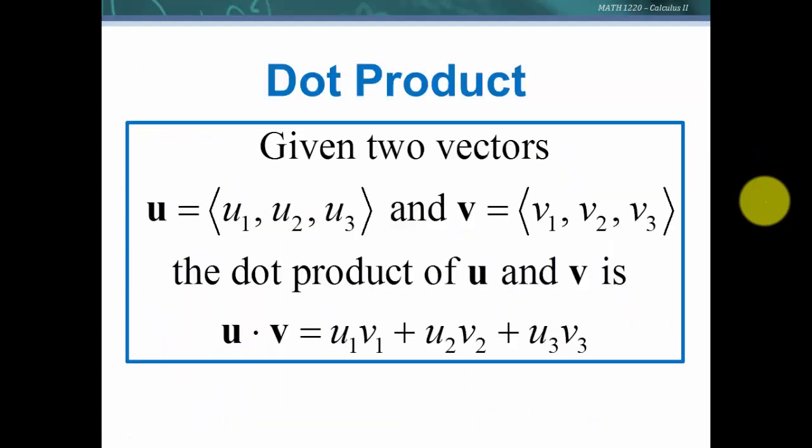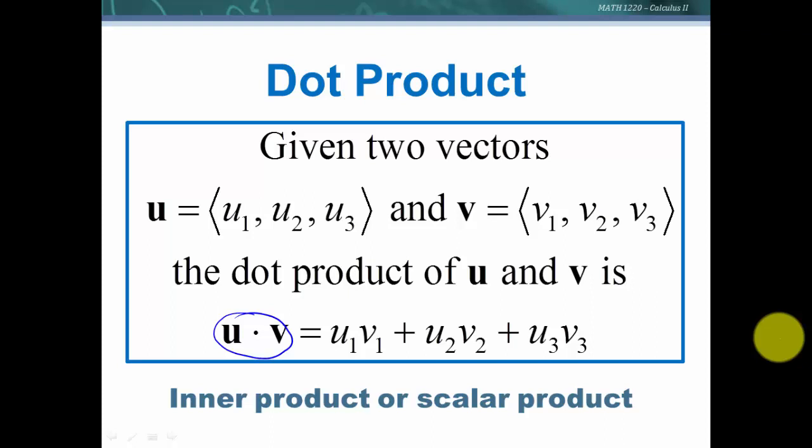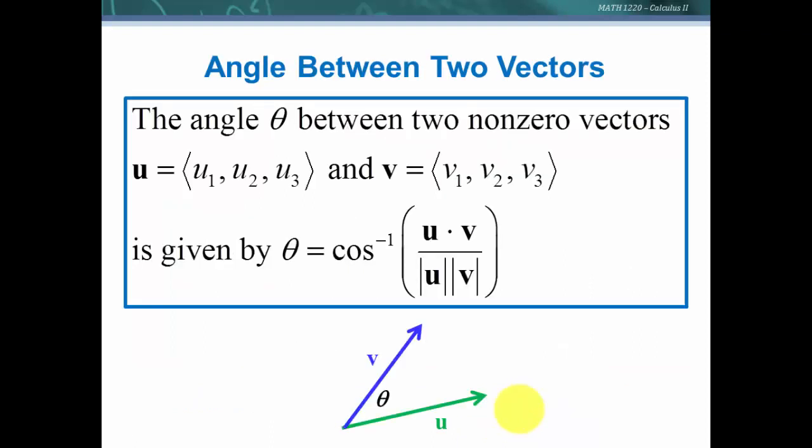So given two vectors, the dot product, which we express with a dot between them, is defined as multiplying corresponding components and summing them up. This is also sometimes called the inner product or the scalar product, because you're taking two vectors and doing a product with them, but you get a number, or a scalar. We can also combine this idea to have a formula for the angle theta between two non-zero vectors. The angle between the two vectors is the inverse cosine of the dot product of the two vectors divided by the product of their magnitudes.